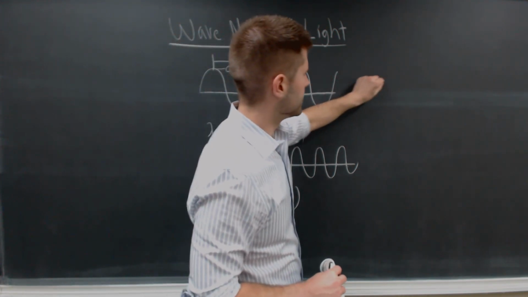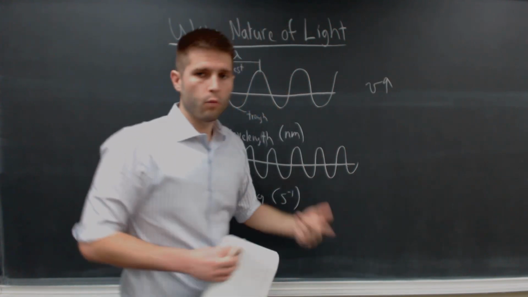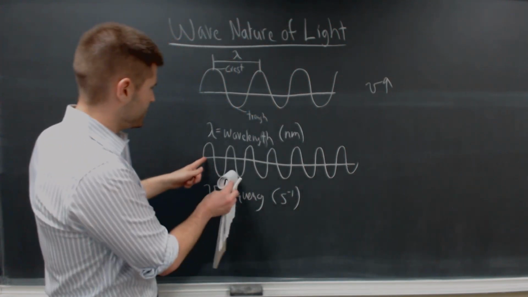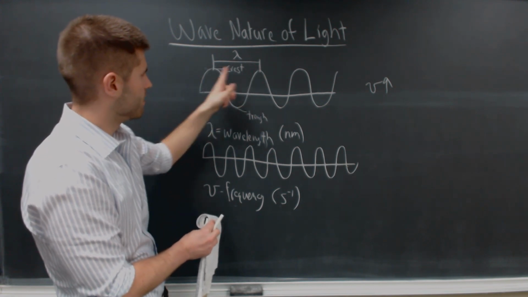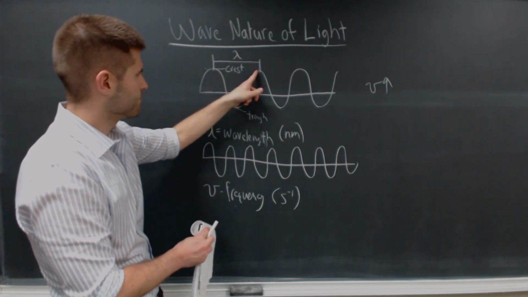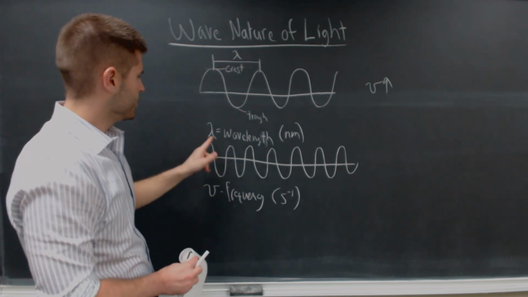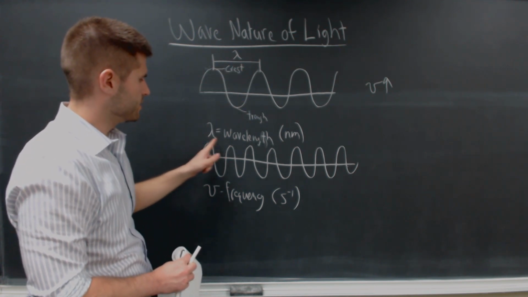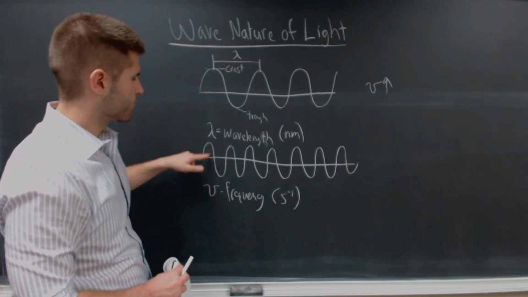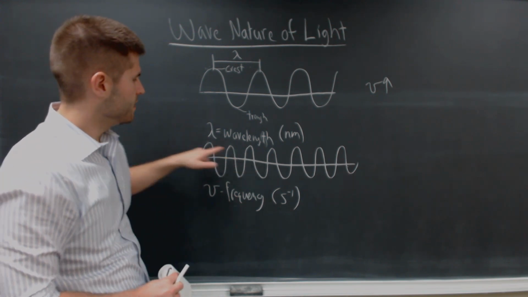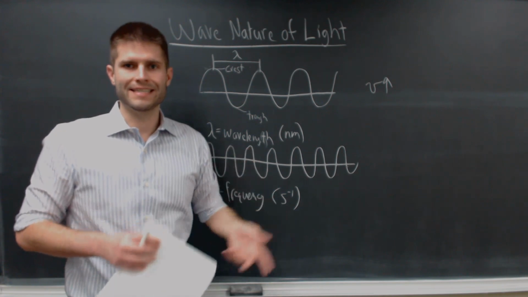As the frequency goes up, the wavelength has to go down. We can see that here. The distance between these two crests is a lot longer than the distance between these two crests. And we know that this has greater frequency, so the frequency went up on the second graph, which means the wavelength had to have gone down.